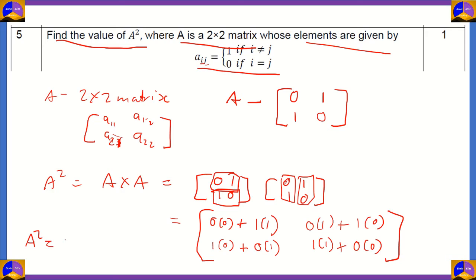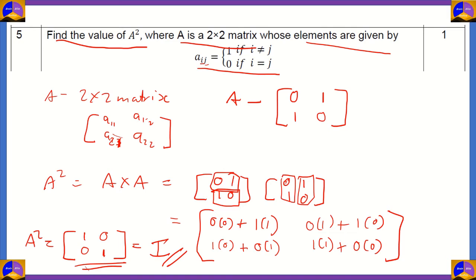The final value of A square is equal to 1 times 1 is 1. Over here, completely 0. Here as well, it is completely 0. 1 times 1 is 1. So A square is equal to [1, 0; 0, 1]. And this is also similar to the identity matrix. So therefore, the value of A square is the same as the value of the identity matrix [1, 0; 0, 1], for a 2 by 2 matrix.